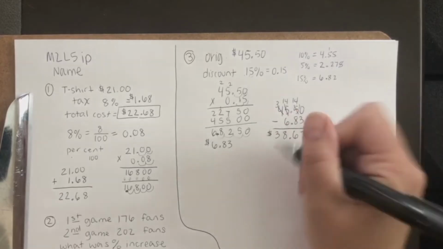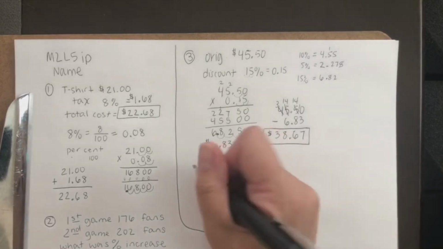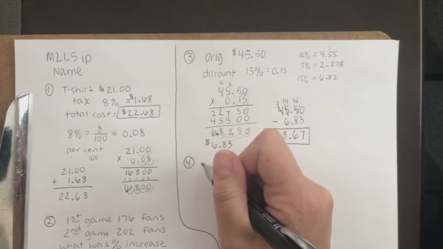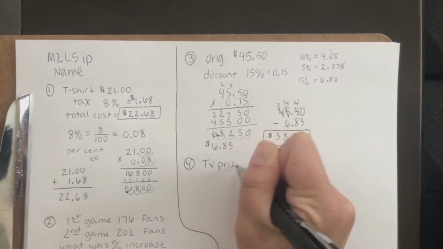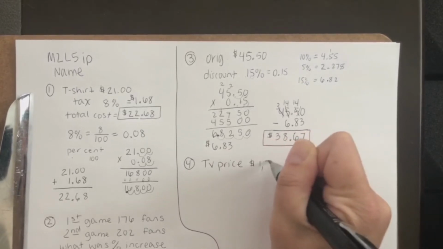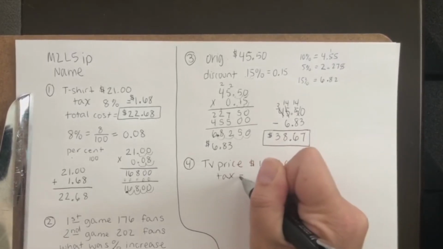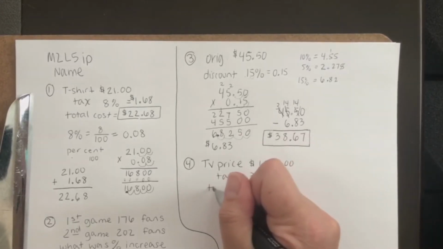So let's just circle that one or box that one. All right, number 4. Calculate the final cost of a television if the price is $1,700 and the tax is 3%. Tax is 3%, where is that? I need to move there. Okay, TV price is $1,700. Tax is 3%. And we need the total cost.